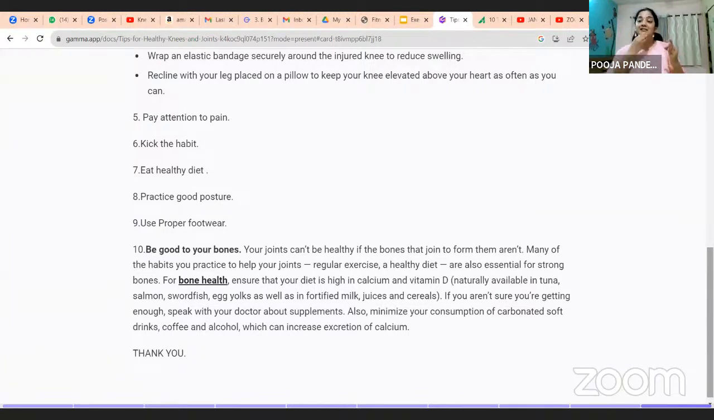So if they are not sitting in the sun, they are definitely vitamin D deficient. So there is a vitamin D syrup which you should give to your children if they are small. If they are big, they can anyway take vitamin D supplements. Okay. And minimize your consumption of all these carbonated soft drinks, alcohol, coffee, and smoking. Okay. So that was my lecture on how to keep the joints healthy.